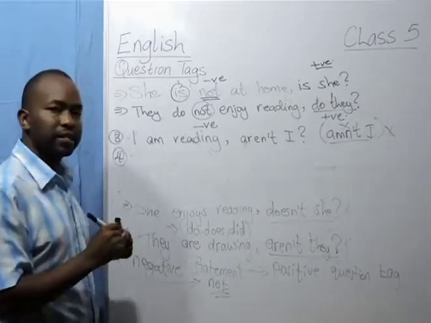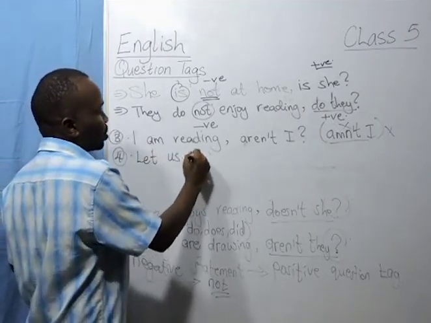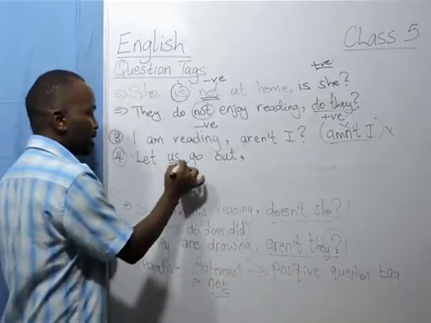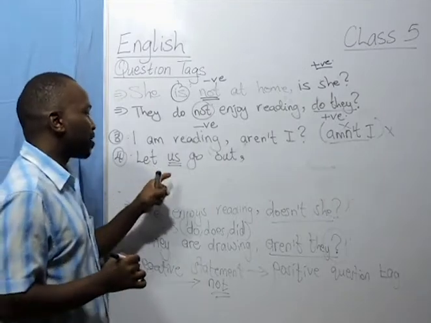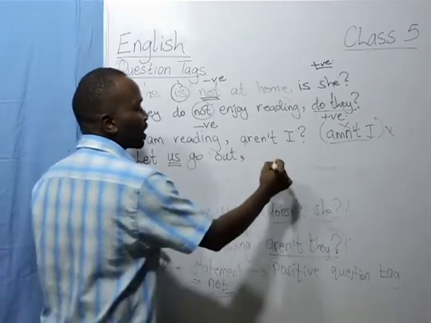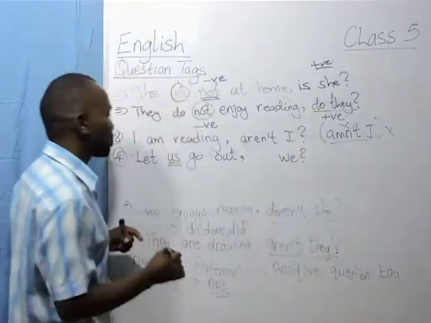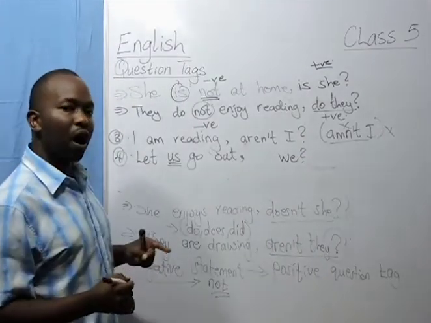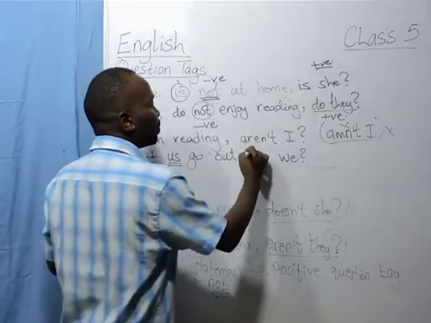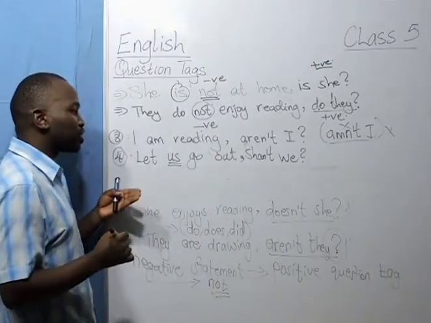Another one is let us go out. So realize you are there. You are among those who are going out. So of course in the question tag we shall have we. We must be there. So let us go out. Yes. It will be shan't we. Let us go out, shan't we.